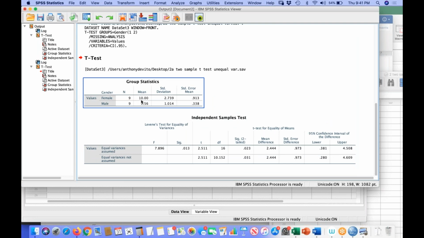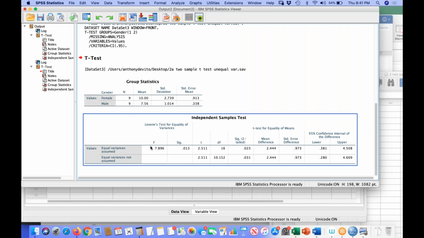We get the mean is 10 for males, 7.56 for females. The standard deviation for females is 2.7. The standard deviation for males is 1.014. Is one of those double the other one? Yes, it is. So this time we're going to assume unequal variances, right?